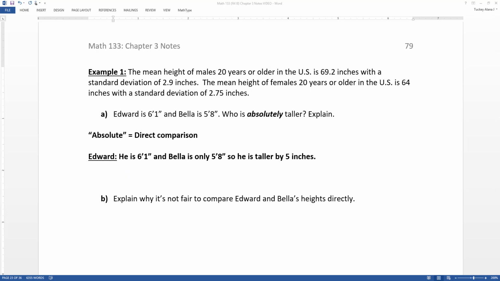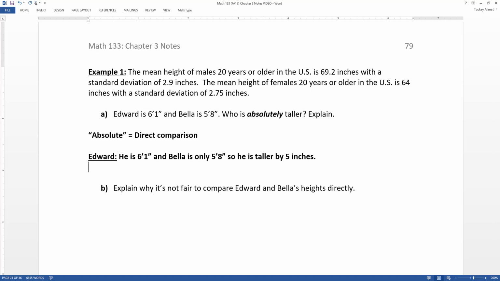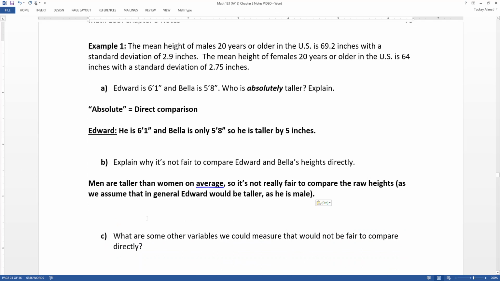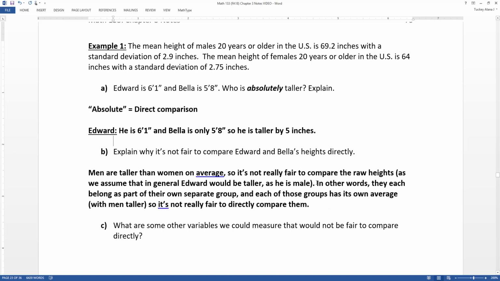That said, it's not really fair to compare the two of them. Men are taller on average, so it's not really surprising that he's taller, right? We expect him to be taller. So comparing raw heights is not really fair because they're actually part of different groups. In other words, they each belong as part of their own separate group, and each of those groups has its own average where the men are taller. So it's not really fair to directly compare them.